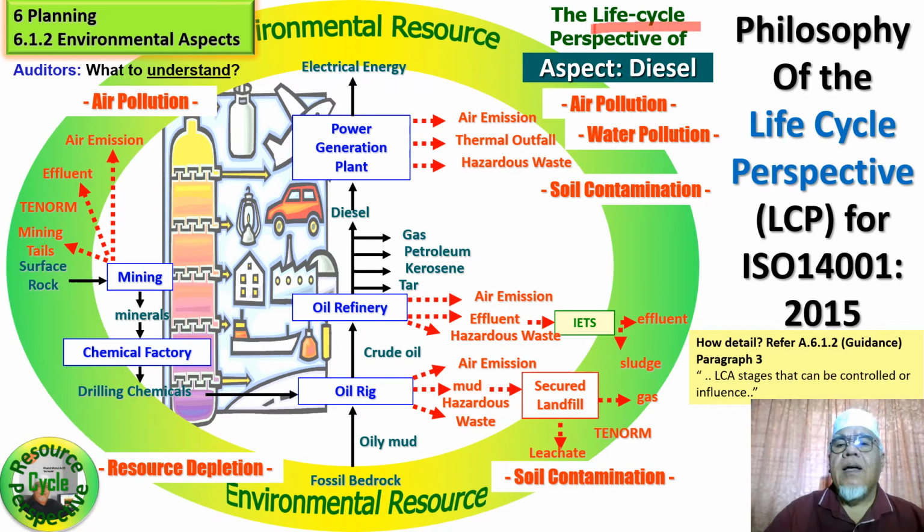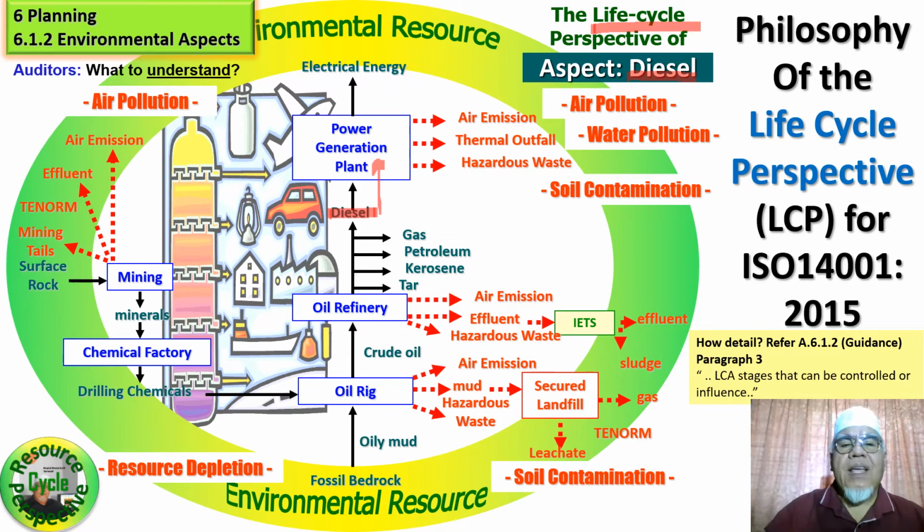Now let's take a look. One example over here. Let's take a look at diesel. In the entire life cycle perspective of diesel, diesel is here. Now, diesel is being used by the power generation plants. What am I doing here? I'm trying to explain why diesel is an environmental aspect, and how diesel interacts with the environment and causes its respective environmental impact.